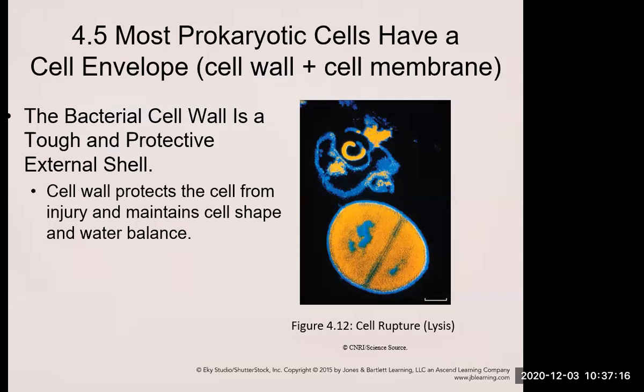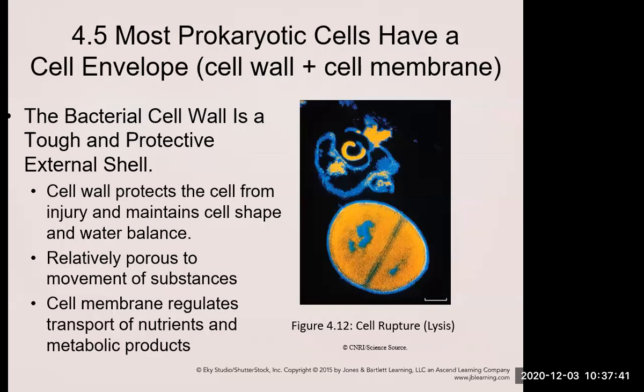So the book talks a little bit about osmotic pressure. The cell wall is going to help keep the cell from becoming too full of water and blowing up through a process called lysis. The cell wall is relatively porous to substances coming across, whereas the cell membrane is less porous and is going to be more selective about what goes across it.